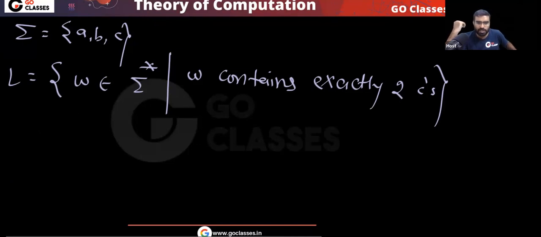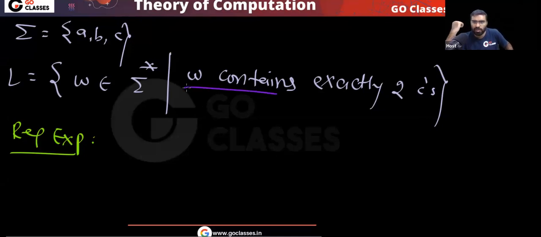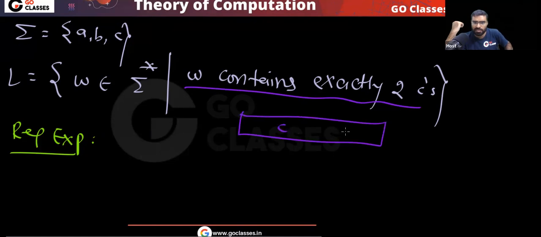Can you write the regular expression for this language? What will be the regular expression to describe this language? So W contains exactly 2 C's. So you have this C and this C. Tell me, if this is the C and this is the C, then what can you put here?